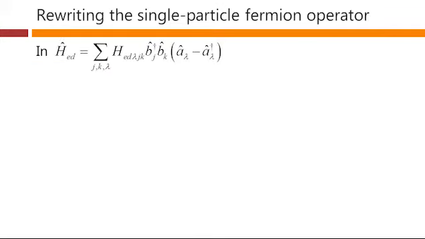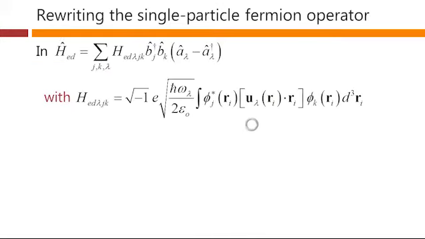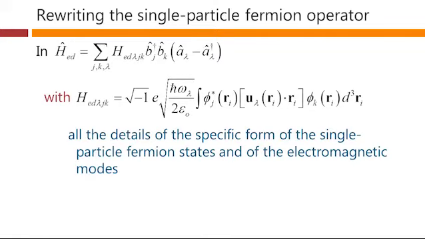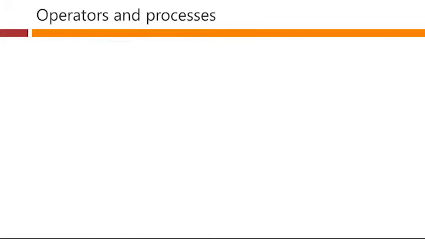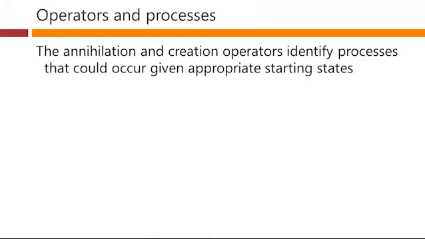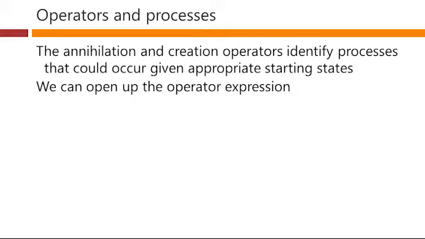In this Hamiltonian then, with these numbers, all of the details of the specific form of the single particle fermion states and of the electromagnetic modes are contained within these constants. The annihilation and creation operators now identify processes that could occur given appropriate starting states. We can open up the operator expression that we were just looking at and multiply it out into its two sets of terms here.